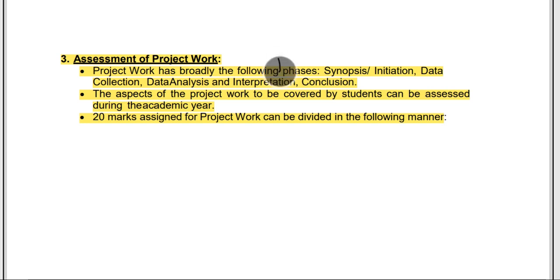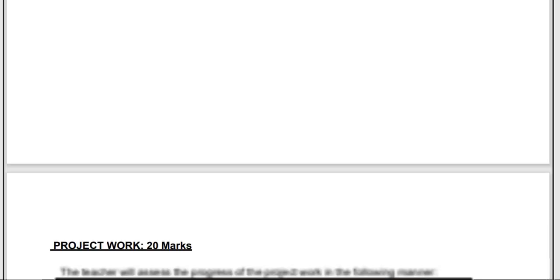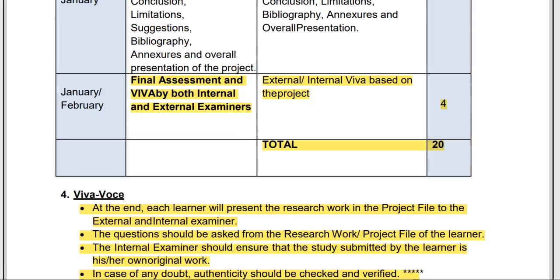Next, moving forward and scrolling this file down, we have assessment of project work. It has broadly 3 phases. First, synopsis on initiation. Then next we have data collection, data analysis, interpretation and conclusion. These are to be covered during your academic year, and 20 marks for the project work can be divided in the following manner. This will be the breakdown of your 20 marks. So final assessment and viva by both internal and external examiners will give you 20 marks in total, and at the end of the day you have to give your final board practical in the presence of both internal and external examiners.